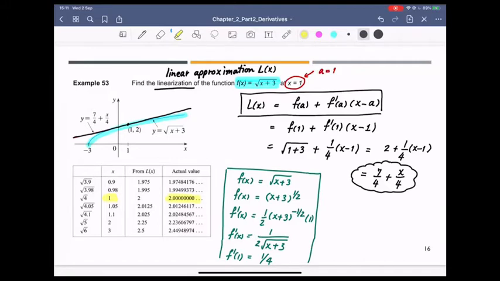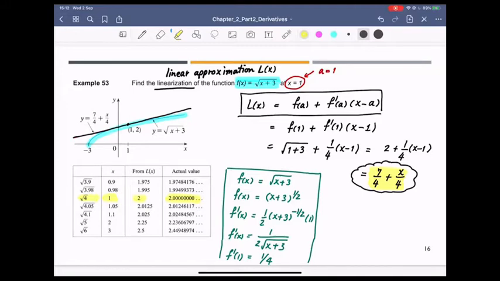That's the actual value. And then if you use L(x) to approximate, that means you plug in the number x equal to 1 into the function. So you're going to get 7 over 4 plus 1 over 4, which is 8 over 4, which is 2. So that means the approximation is exact at the point x equal to a.